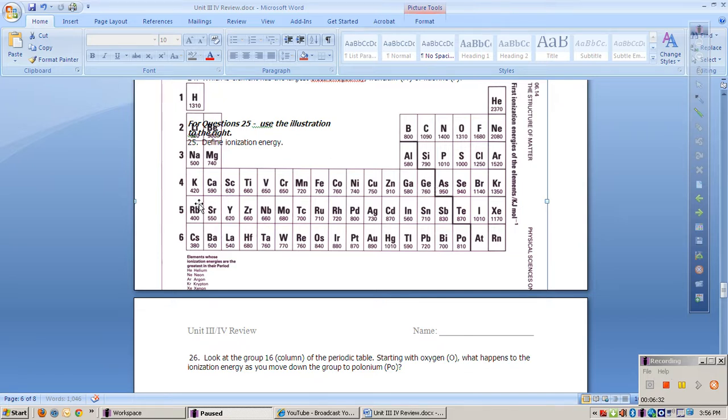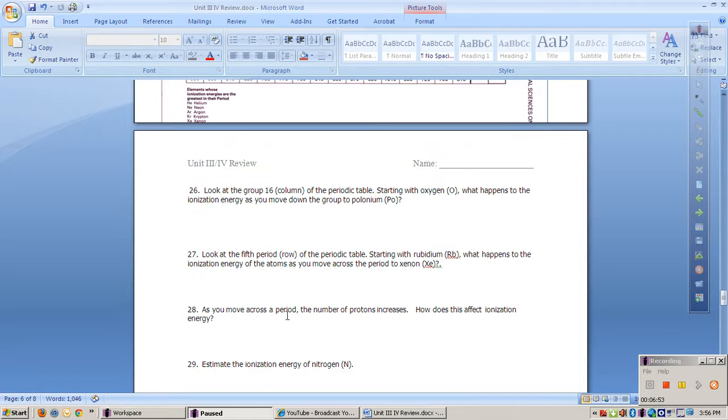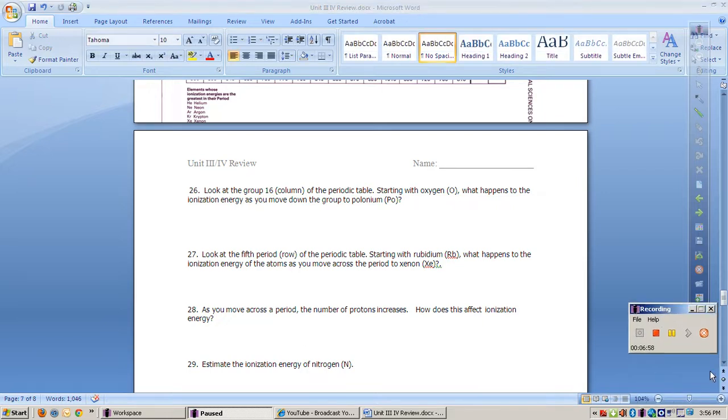And if you go across, it's going to do what? Over here we have 400. Over here we have 1100. So it increases as you go across. Okay? For 28, as you move across the period, the number of protons increases. How does this affect ionization energy?